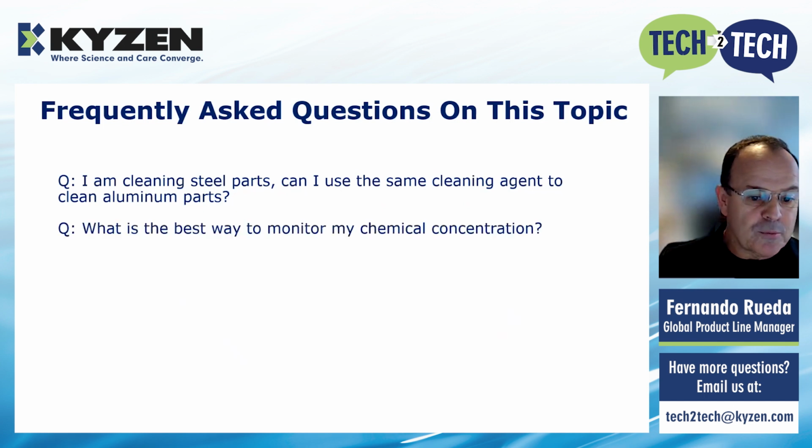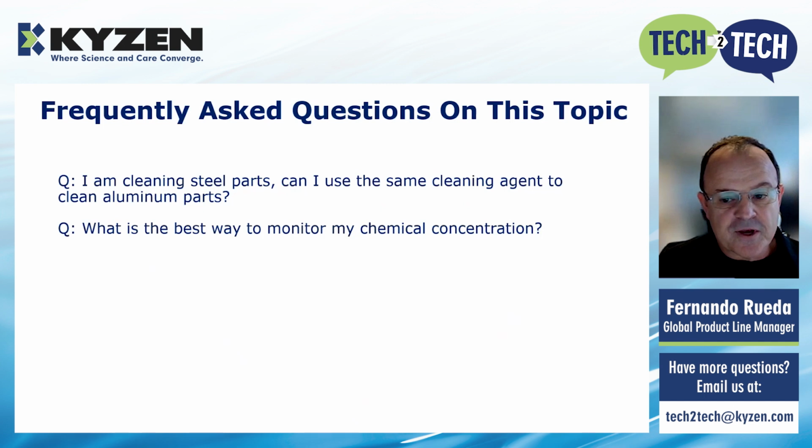What is the best way to monitor my chemical concentration? Again, automated methods are ideal. You eliminate the human factor, but you can use also manual methods like conductivity, titration, etc.